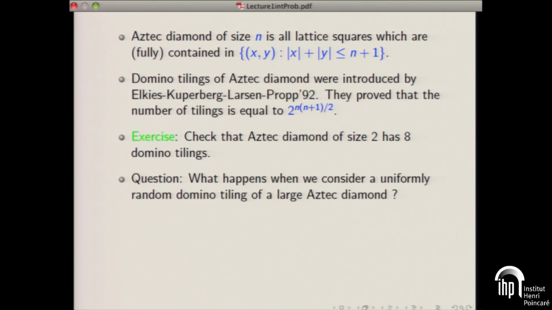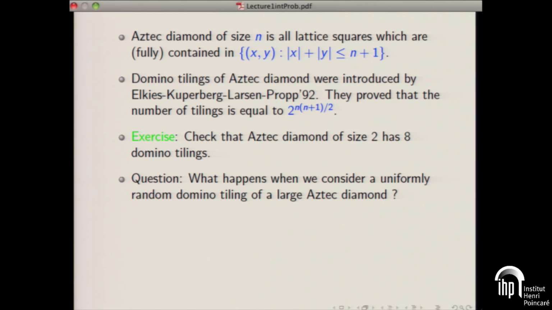The model of domino tilings of these regions was introduced by Elkies, Kuperberg, Larsen, and Propp. And they proved that the number of these tilings is equal to 2 to the power n times (n plus 1) over 2, which we will also prove probably today or tomorrow. As a first exercise, you can check that if we have an Aztec diamond of size 2, then we have 8 domino tilings. So this is doable. Probably for size 3, it's already too many of them, but for size 2, it's possible to spend, I don't know, 30 seconds to write all these domino tilings.